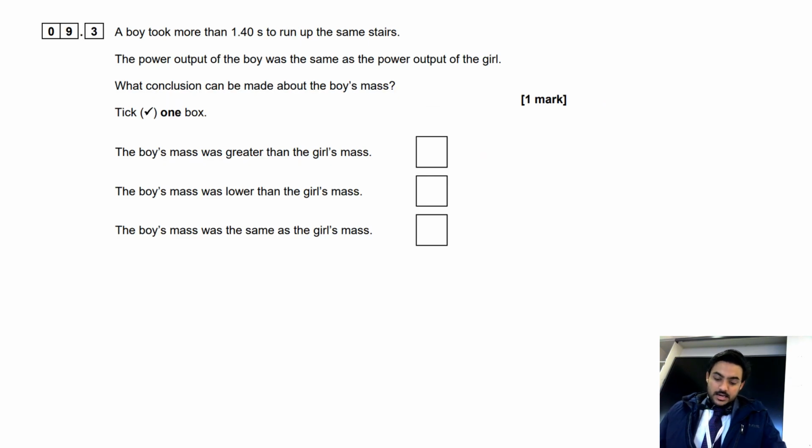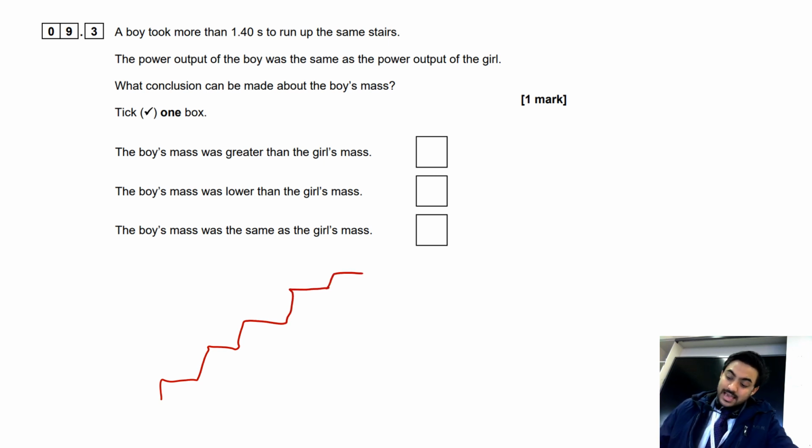Okay. Question 9.3 says a boy took more than 1.4 seconds to run up the stairs. So here's the stairs again. The power output of the boy was the same as the power output of the girl. So power output is the same, but he took more than 1.4. So energy transferred, we'll leave that there. I'm going to say this is, I don't know, more than 1.4. Let's say it's 2 seconds. Right? So if they took more time and the power output was the same, then that means the energy transferred must be more. All right, more energy transferred in more time.